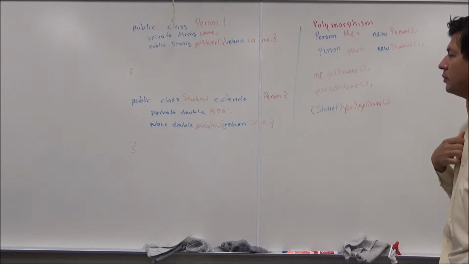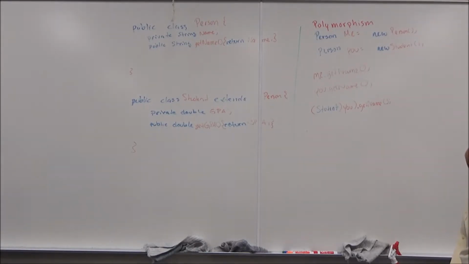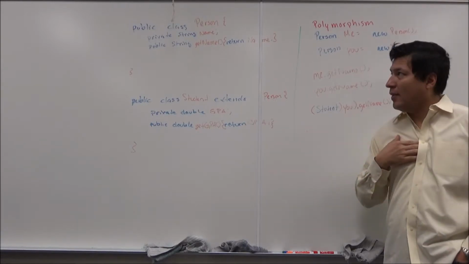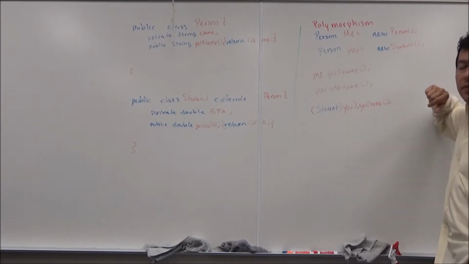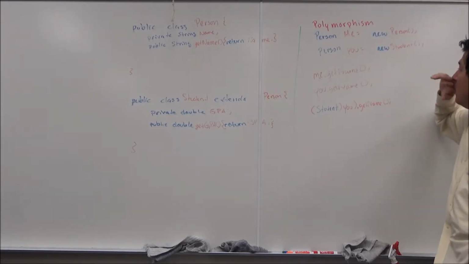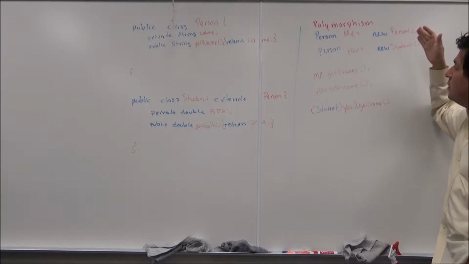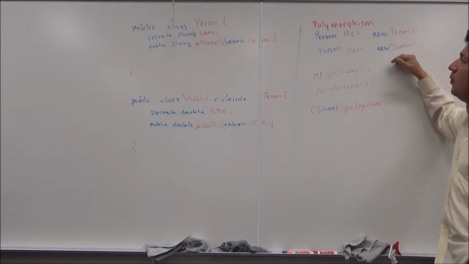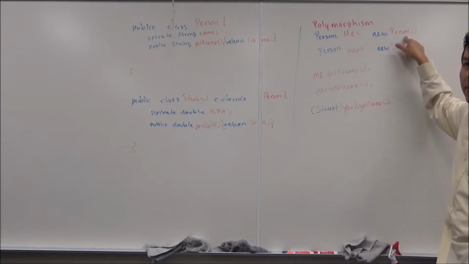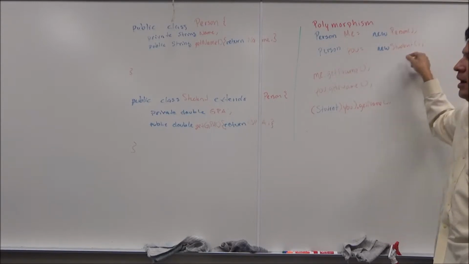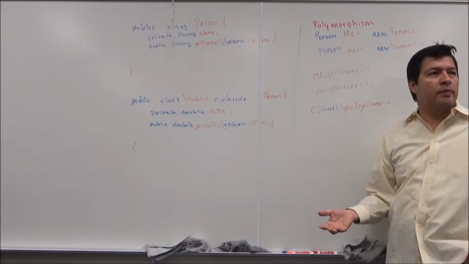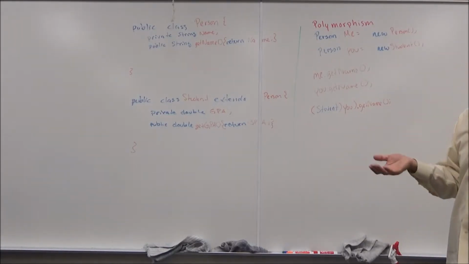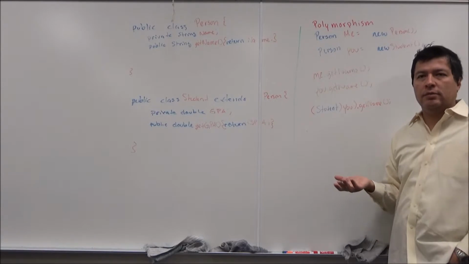Now, let's say I don't want to have person by themselves. What do you mean? Well, I don't want to be able to create only a person. I want to be able to create a student. I may have another class called employee, also inherited from the class person. So basically, I want to force you to use the child class.